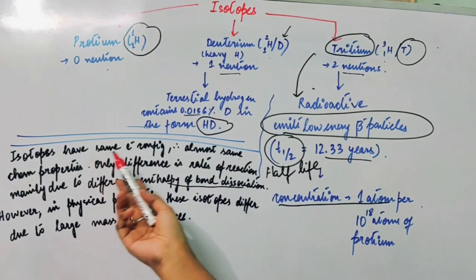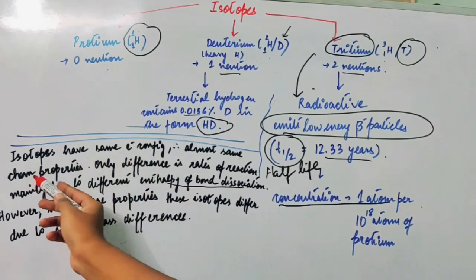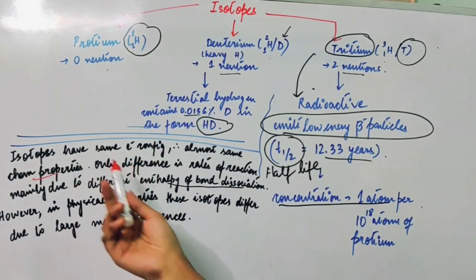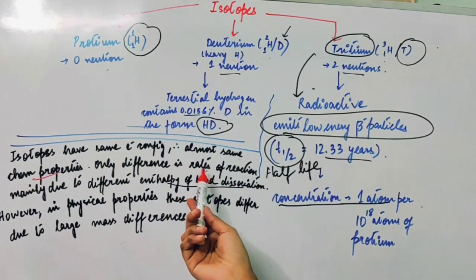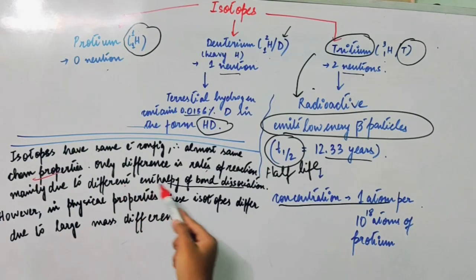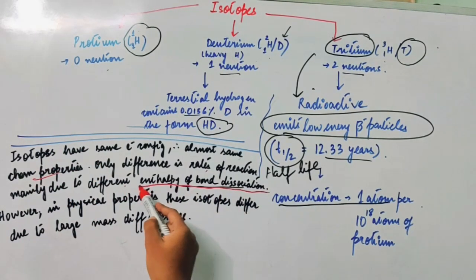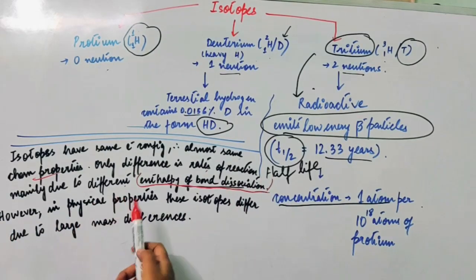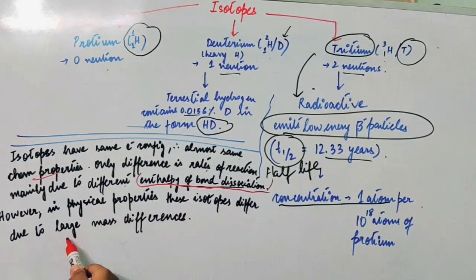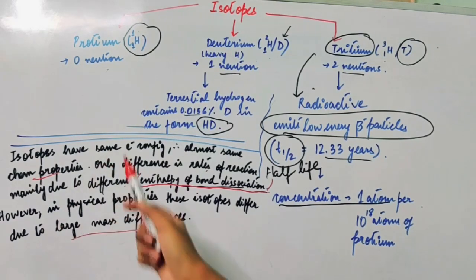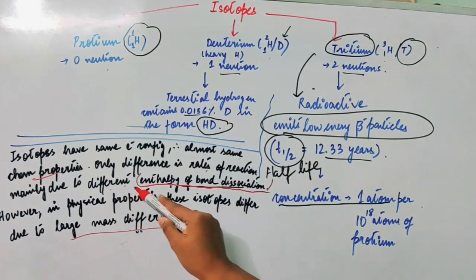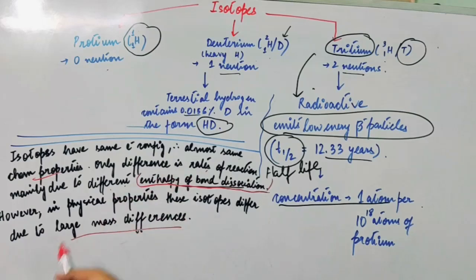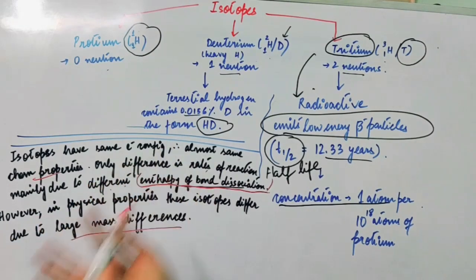The isotopes have the same electronic configuration and therefore almost the same chemical properties. There is almost no difference between the chemical properties of the three isotopes. The only difference is in the rate of reaction, which is mainly due to different enthalpy of bond dissociation. However, in physical properties, these isotopes differ due to large mass differences. I will be attaching a table where all the different properties such as enthalpy of bond dissociation and mass of the isotopes have been mentioned. You can just go through the table once.